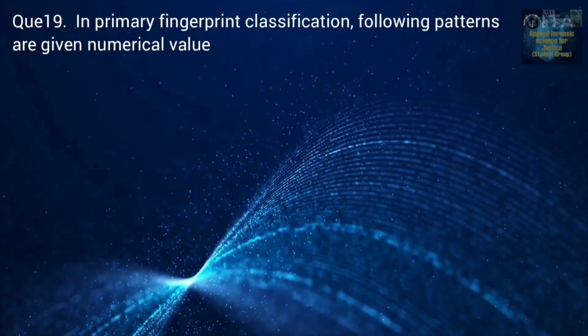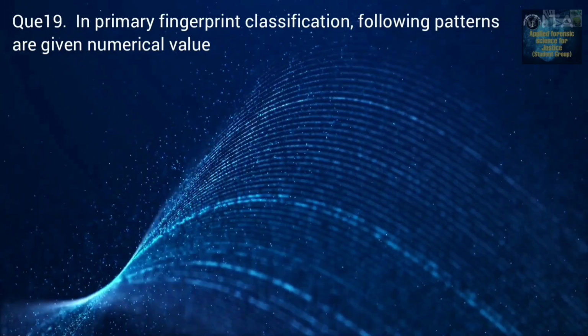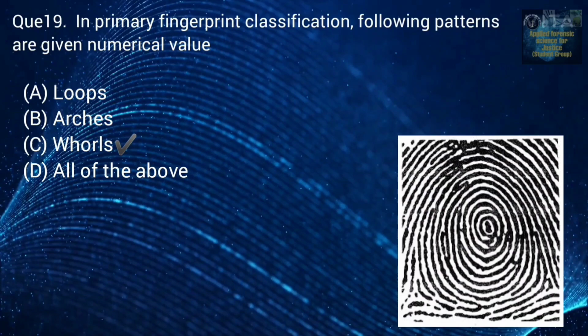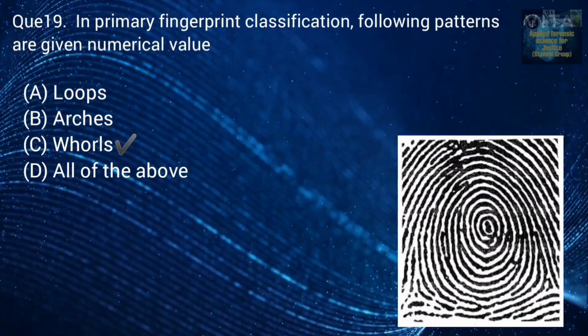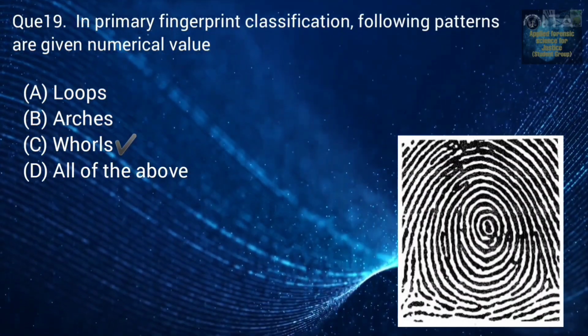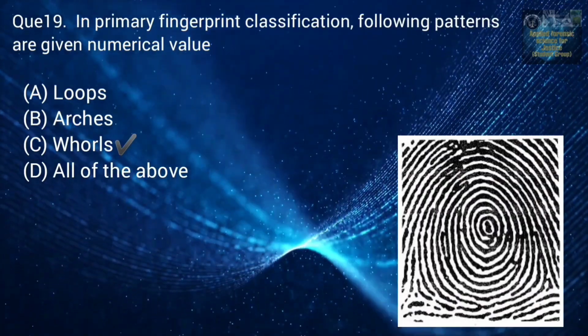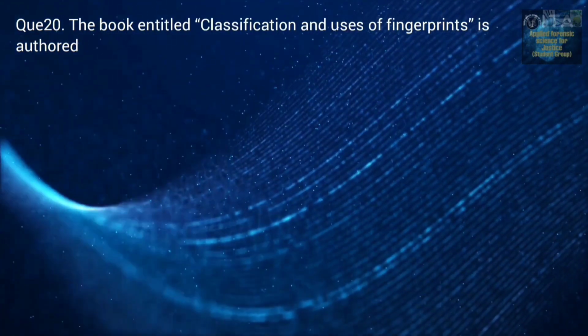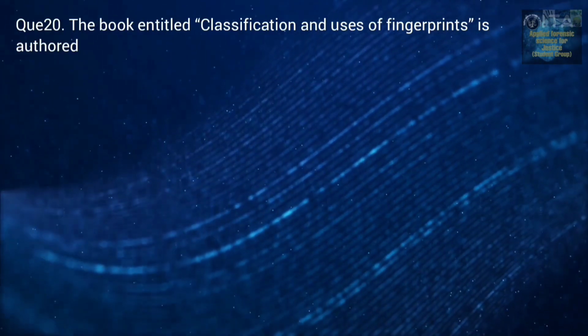Question number 19. In primary fingerprint classification, following patterns are given numerical value. Options are A. Loops, B. Arcs, C. Rolls, D. All of the above. The correct answer is C. Rolls.